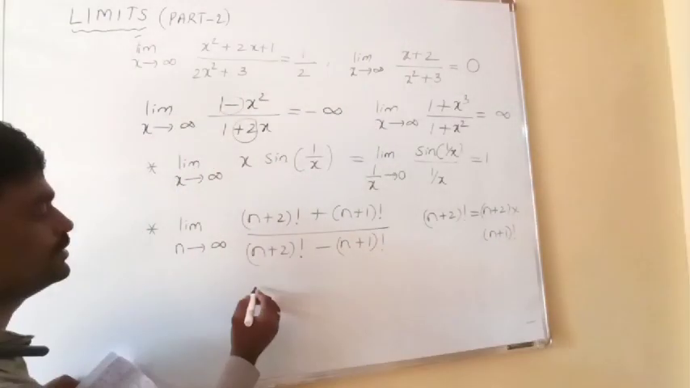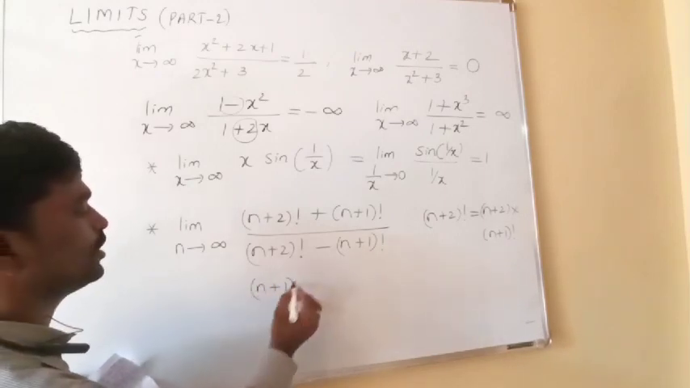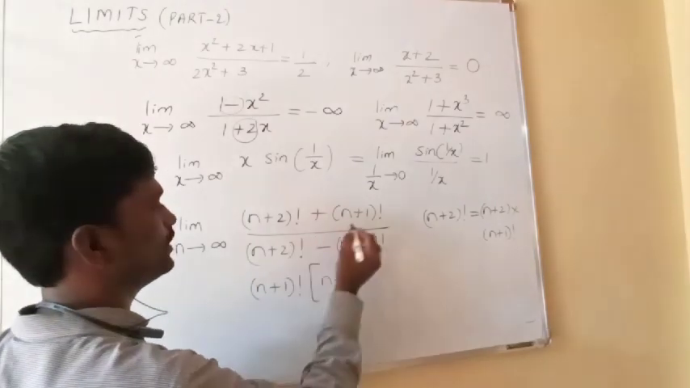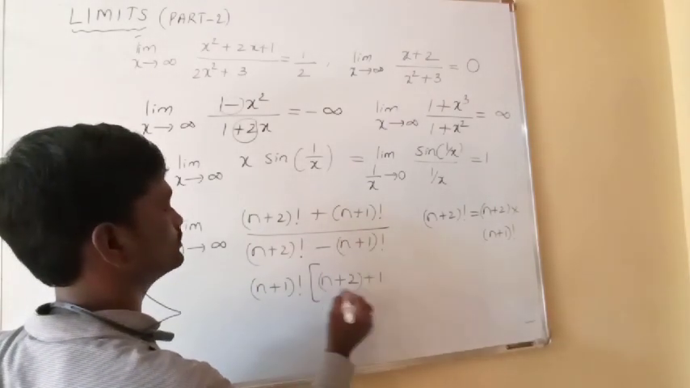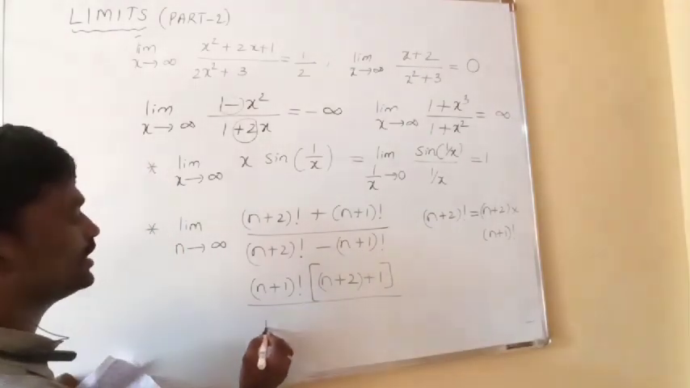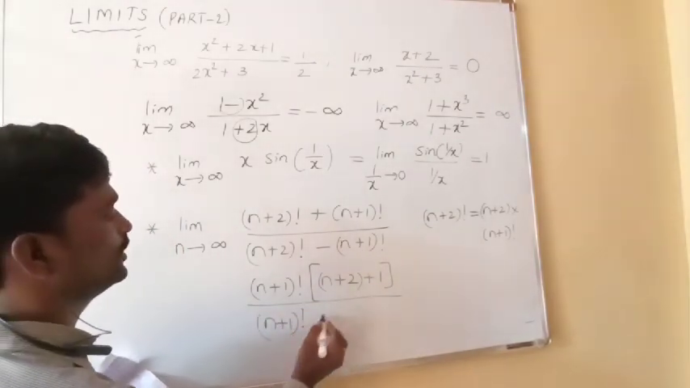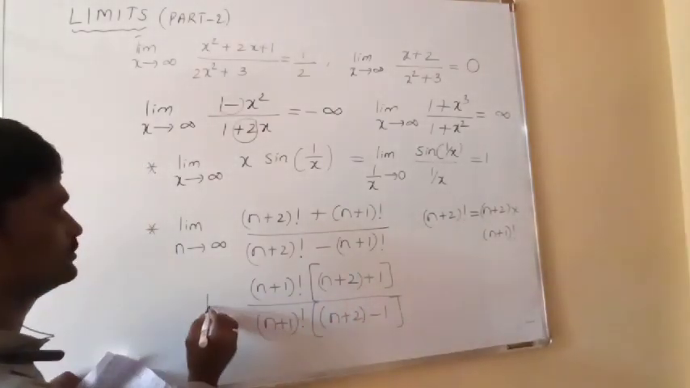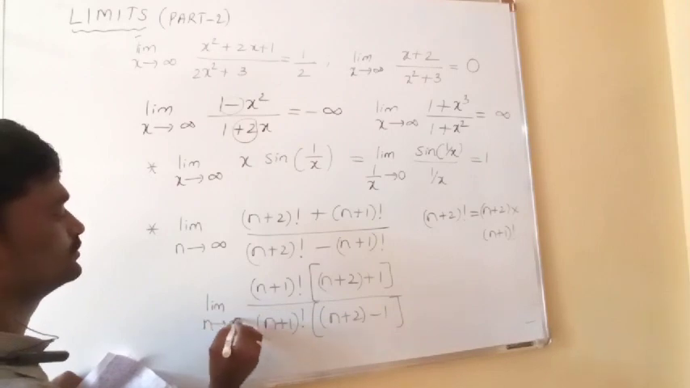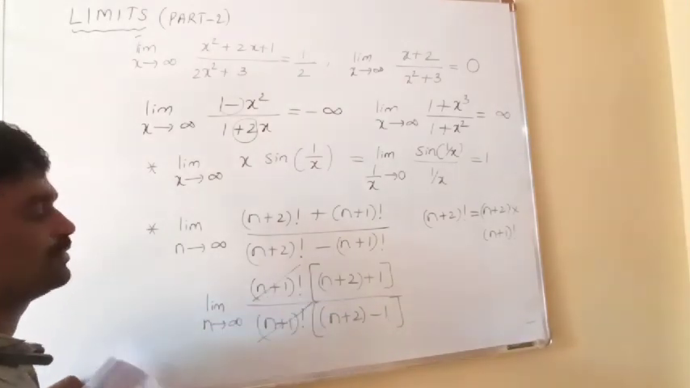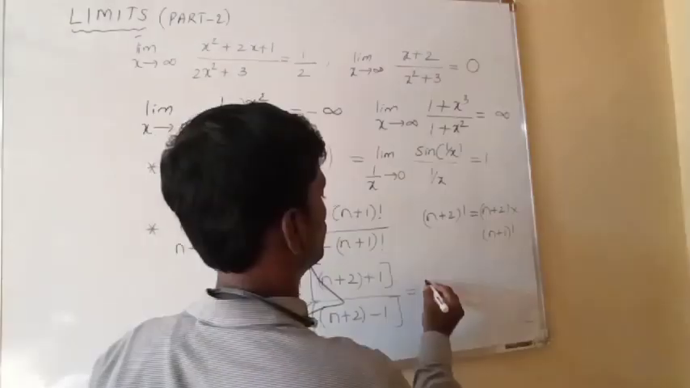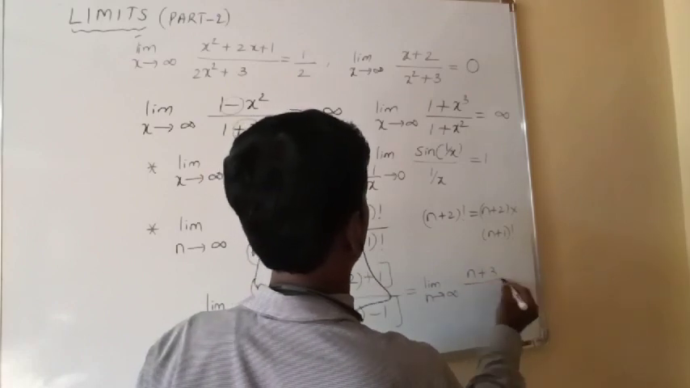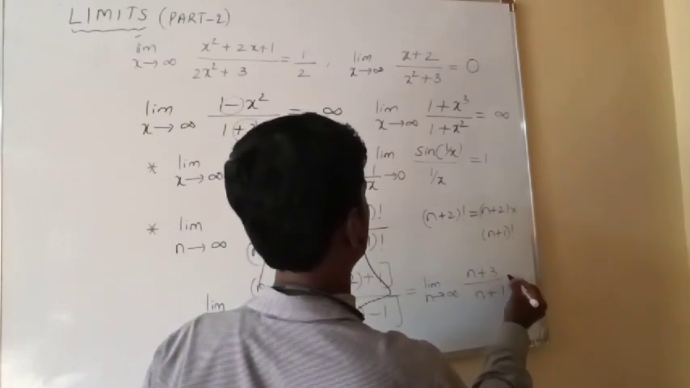So that means in both terms in the numerator, we can take (n plus 1)! common. Then what is left in the numerator? n plus 2 here plus 1. And the denominator is also the same, no? (n plus 1)!, here n plus 2 minus 1. So (n plus 1)! gets cancelled. Then what will you get? Limit n tends to infinity, n plus 2 plus 1 is n plus 3, divided by n plus 2 minus 1 is n plus 1.